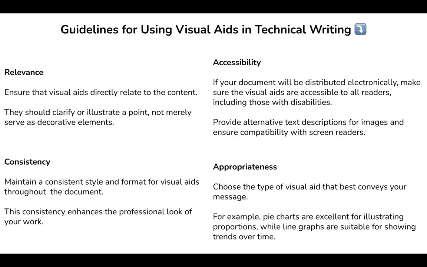Appropriateness. So you should take your time to choose the type of visual aid that best conveys your message. So this can be a diagram that describes just the step by step, or an image, or a pie chart, a graph, things like that, right? So it should be appropriate in that context. For example, a pie chart is better for illustrating proportions, while line graphs are suitable for showing trends over a certain period of time, right?